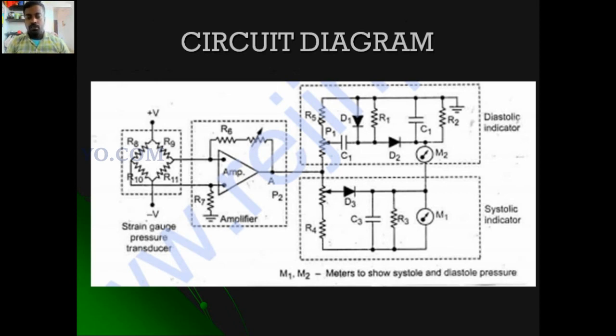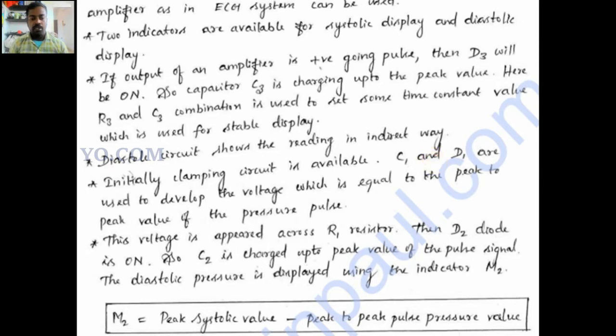So how is the diastolic pressure measured? The voltage is developed by using D1 and C1. At that time D2 is forward biased, so capacitor C2 charges to the peak to peak pulse value. That level is indicated by M2, the diastolic indicator. The formula is M2 equals the peak systolic value minus the peak to peak pulse pressure value. This is an important thing. This way we can measure the blood pressure.